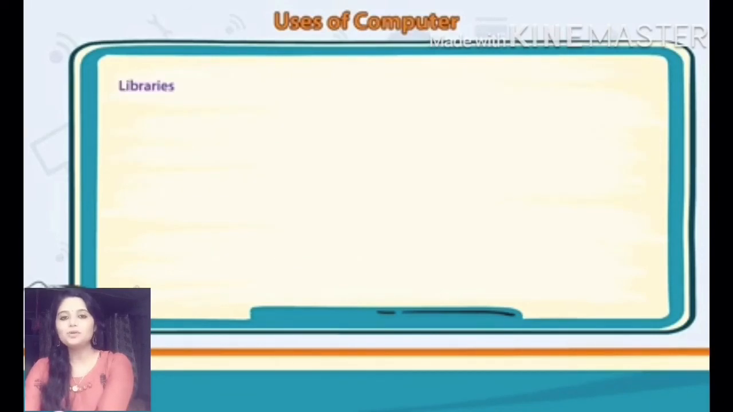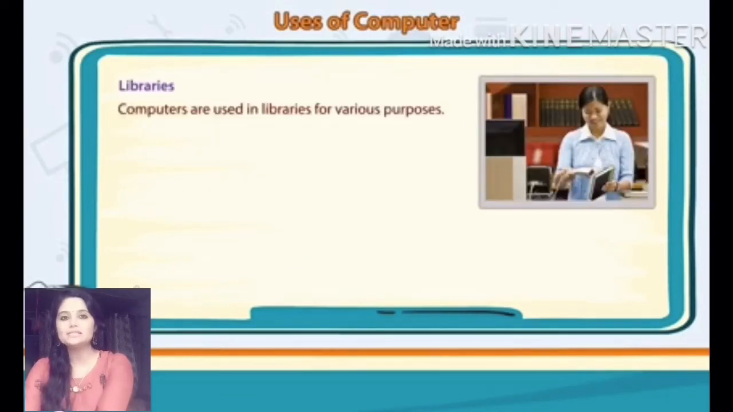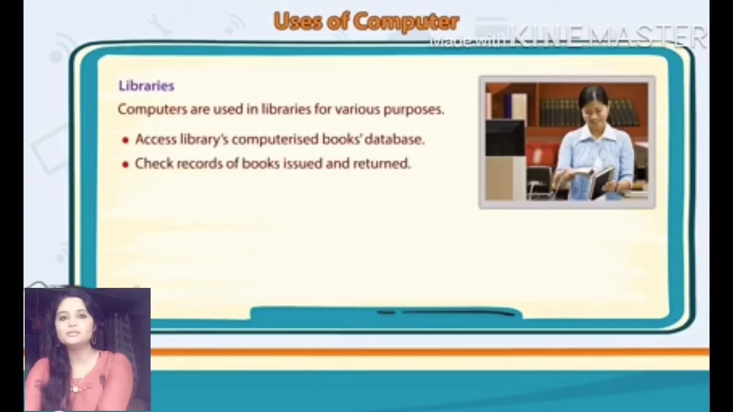Libraries. Computers are used in libraries for various purposes. Access libraries' computerized book database. Check records of books issued and returned. Access online research articles and journals.